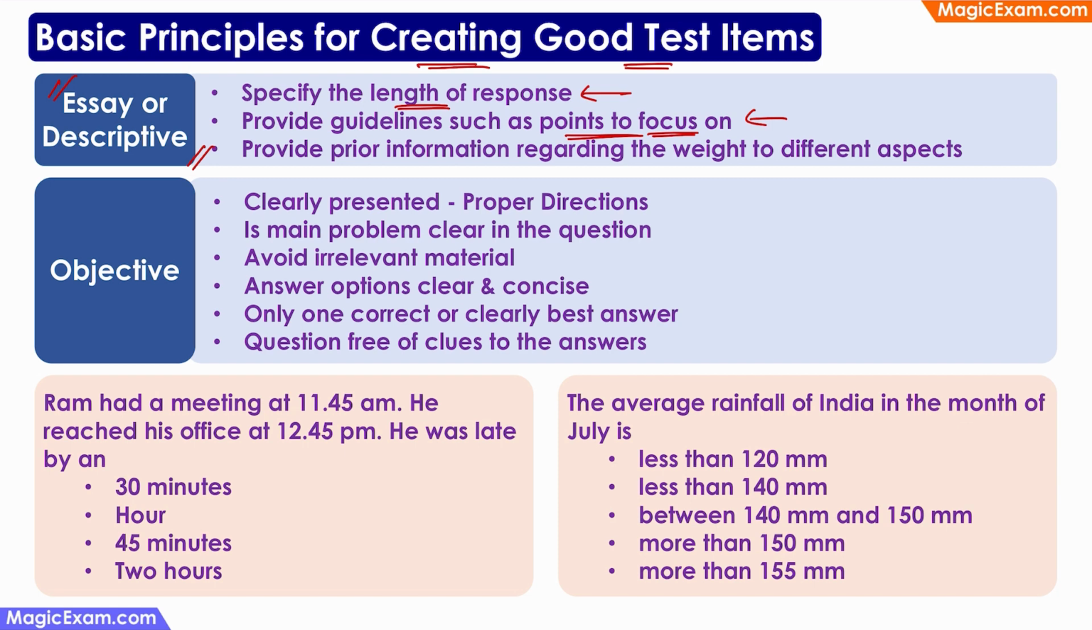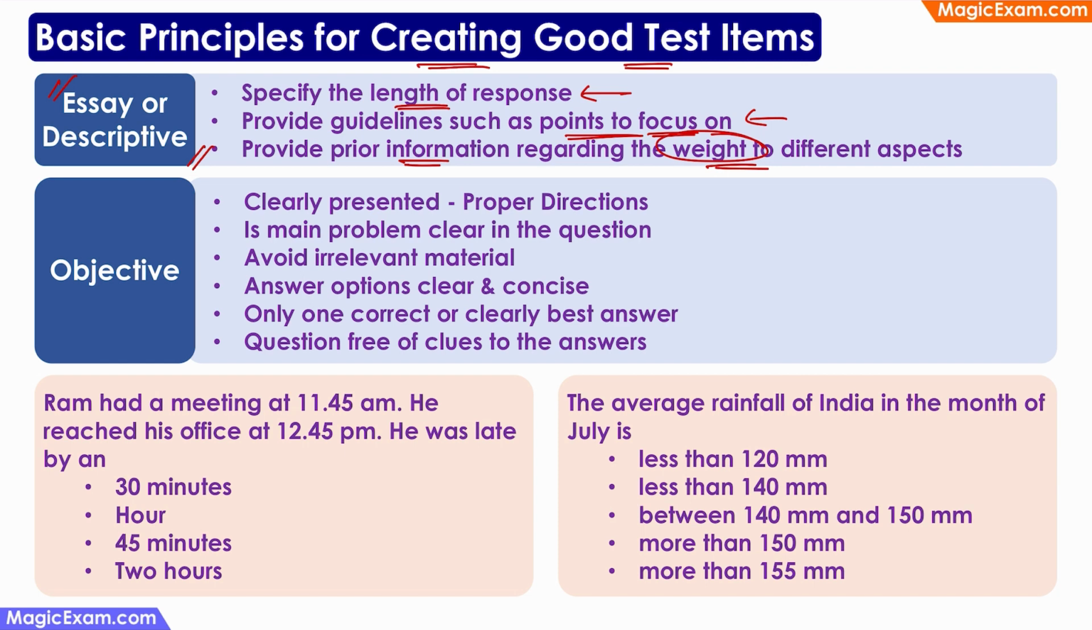And then provide prior information regarding the weight given to different aspects. For example, if I ask you to write an essay on the economy of India, I will tell you that 25 marks is for handwriting, 25 marks is for spellings, 25 marks is for examples, and 25 marks is for the remaining ideas that you present. Which means that I'm clearly specifying the weightage that I'm giving to different aspects of your essay.